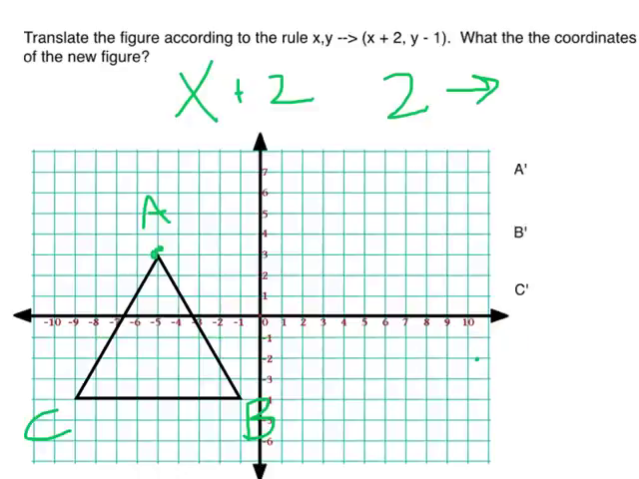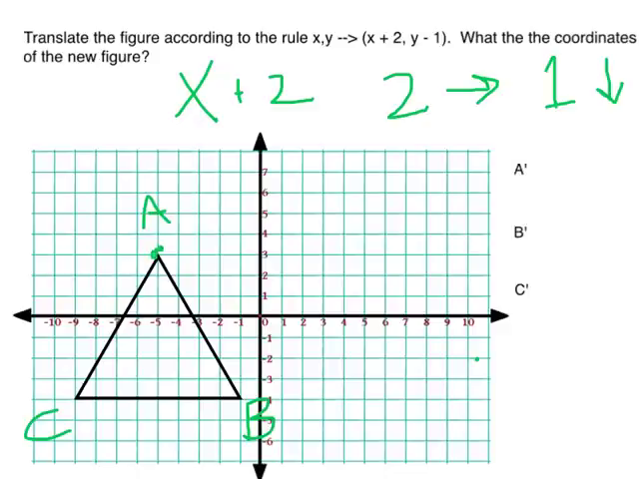Now let's look at y minus 1. Well, the y-axis represents vertical change, up and down change. And if I trace down along my y-axis, the numbers are decreasing. So if I want to decrease y by 1, or y minus 1, then that means I'm going to go 1 step down. So my whole figure is going to move 2 steps to the right and 1 step down.